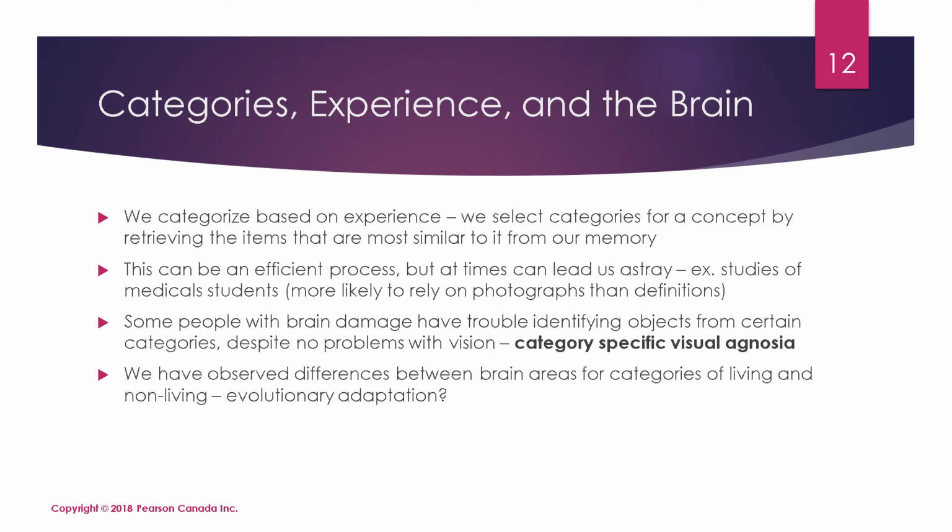So now we'll talk briefly about categories, experience, and the brain. So we tend to categorize things based on our experience. We select categories for a concept by retrieving the items that are most similar to them from our memory. This can be an efficient process, but at times can lead us astray.